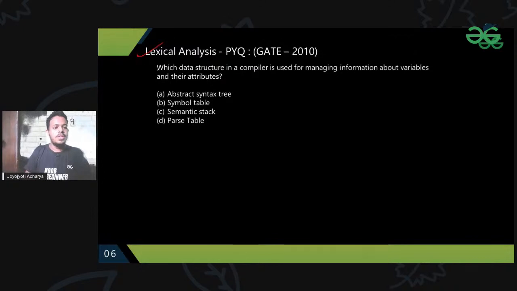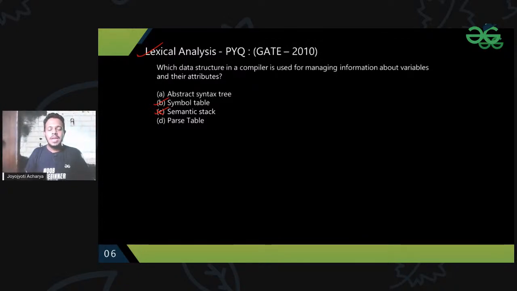In the next question, it says: which data structure in a compiler is used for managing information about variables and their attributes? We know that all the variables and attributes are managed by the symbol table, right? We have the symbol table structure in our compiler design.